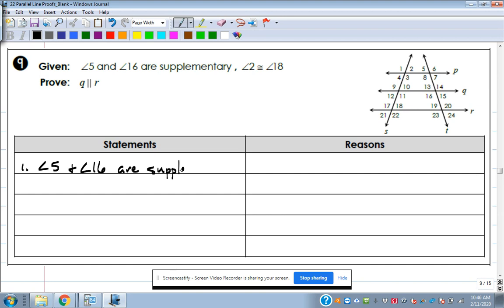I'm just going to write one of the givens here. I don't really have room to write the other one. And then I'm going to write the second one on the second line. So angle 2 is congruent to angle 18. You can fit them in there on the first line. That's fine. I wrote too big, so I won't need all those lines there. All right. Now, where do we go from there?